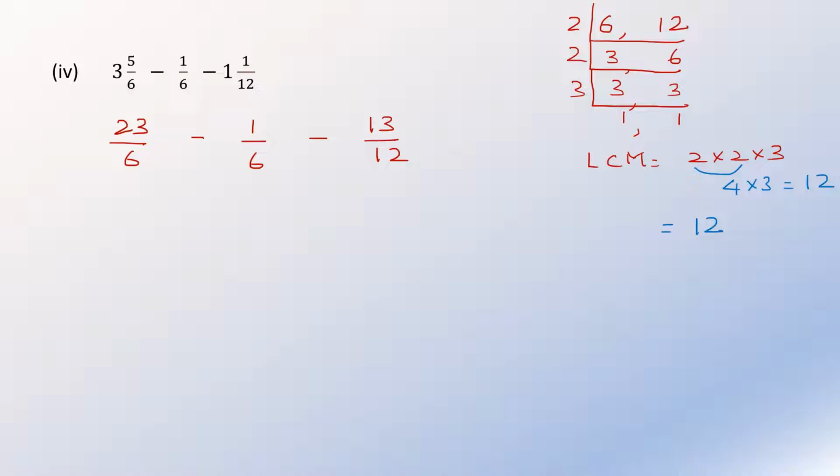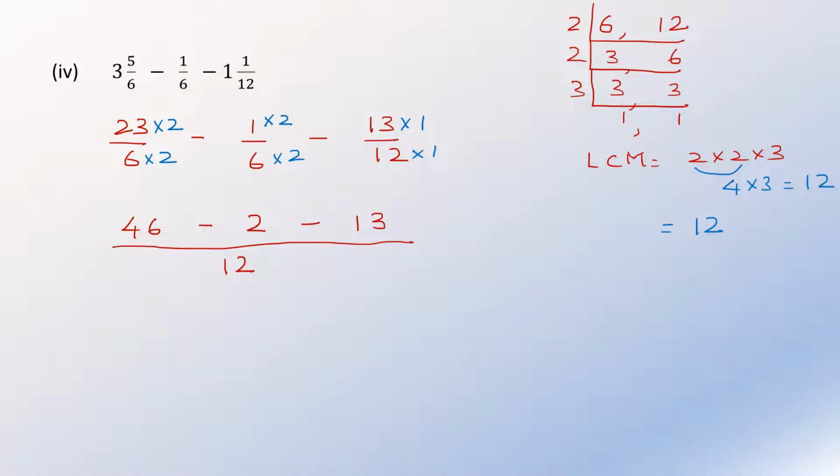So let me use this LCM as my common denominator. So 12. Go to the first fraction. 6 2's are 12. So 23 into 2. You can multiply and see 46. Minus, again 6 2's are 12. So 1 2's are 2. Minus 12 1's are 12. So 13 1's are 13.